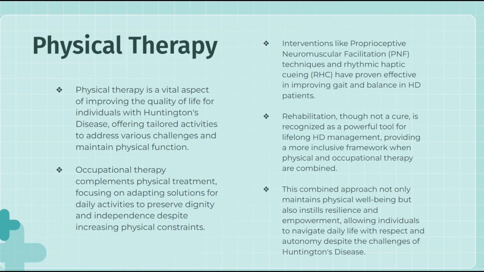Occupational therapy complements physical treatment, focusing on adapting daily activities to preserve dignity and independence despite the physical constraints put on by the disease. Interventions like proprioceptive neuromuscular facilitation techniques and rhythmic haptic cueing have proven effective in improving gait and balance in HD patients. While not a cure, rehabilitation is recognized as a powerful tool for lifelong management of the disease, offering a more inclusive framework when physical and occupational therapy are combined.